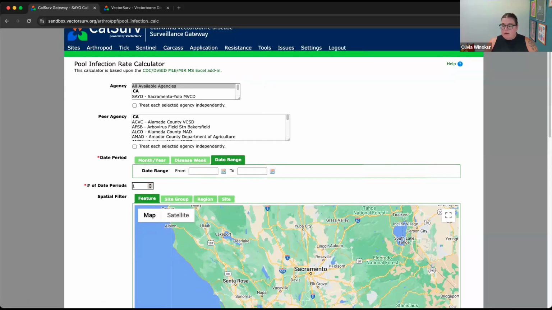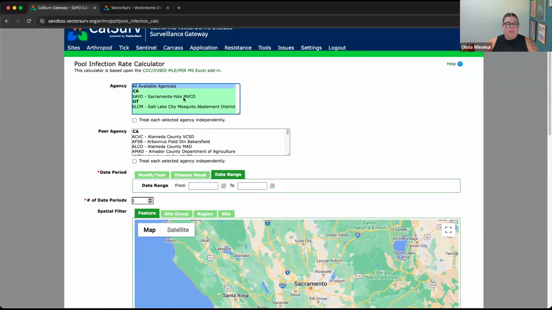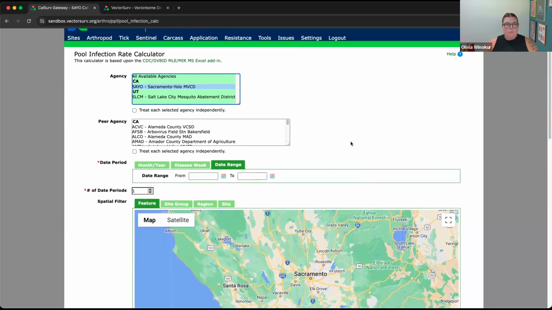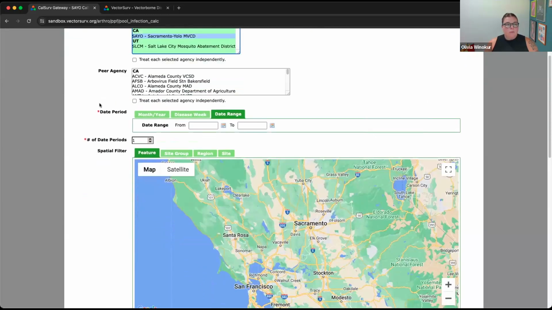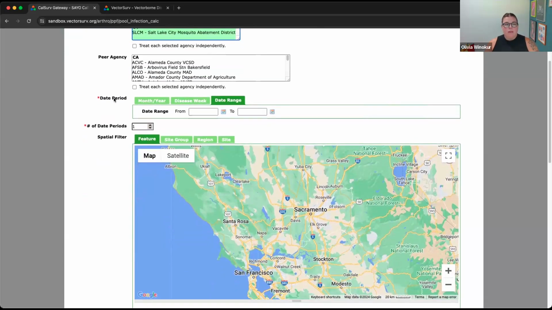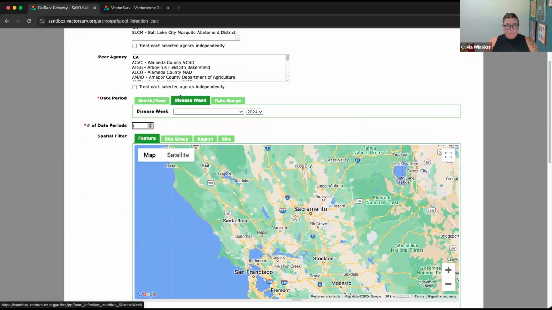So the choices here are somewhat similar. Again, it's showing whatever agencies I have access to. So we'll use Sacramento Yolo. I'm not going to choose a peer agency. We can choose a date period. I'll show you a couple different ways here. This one looks a little different than the abundance anomaly calculator.